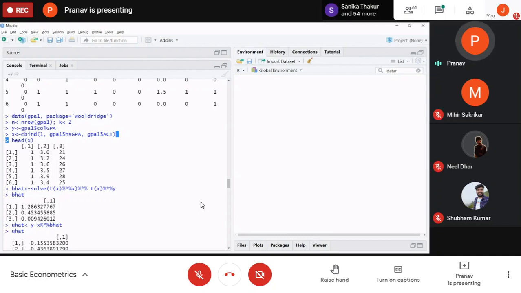I know that the formula is X transpose X inverse X transpose Y. So just look at this part first. This Tx is X transpose, that is transpose of X. And now this is matrix multiplication. That's why I've used this percentage cross percentage. So this is for the matrix multiplication. So X transpose X. Now this solve is used for finding the inverse of a matrix.